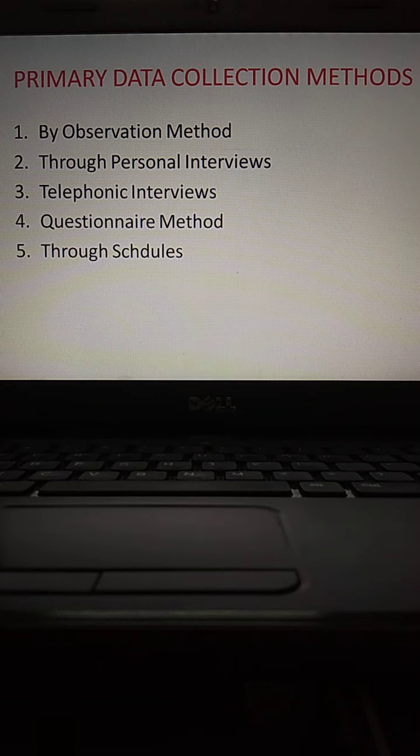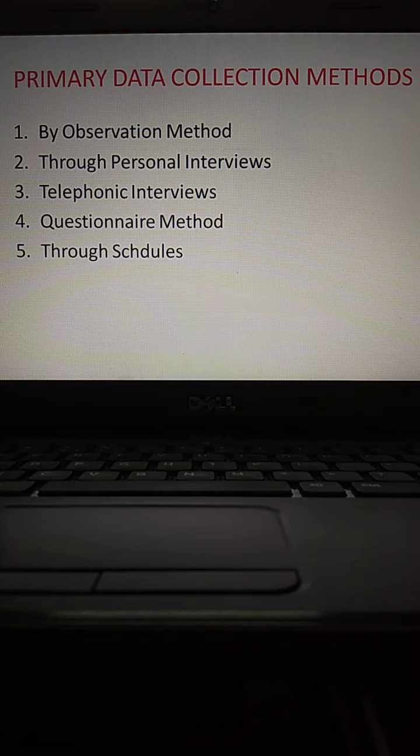The head of the family is going to give the answers, and all that information is going to be filled up by the interviewer, researcher or the data collector himself. Such a method is known as schedules, the collection of primary data through schedules. Understand? So these are the standard primary data collection methods.